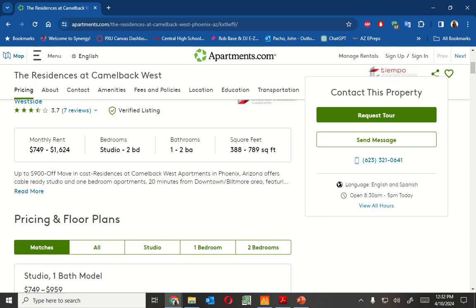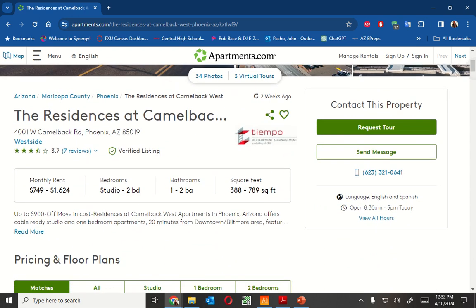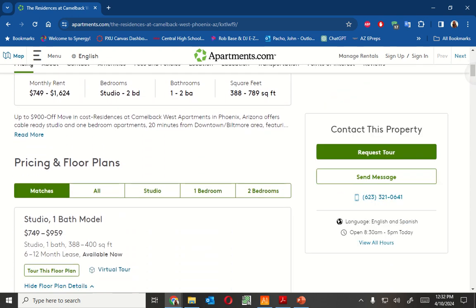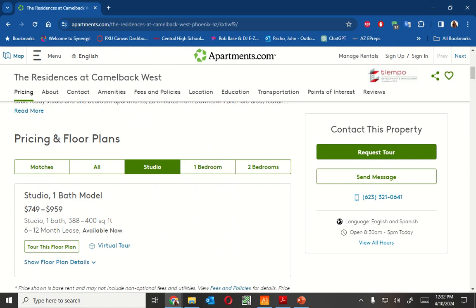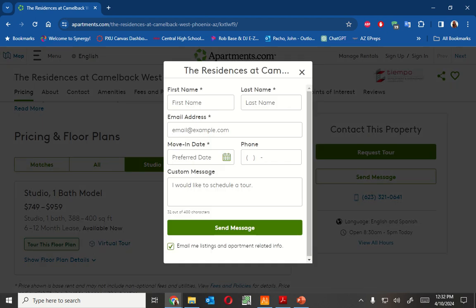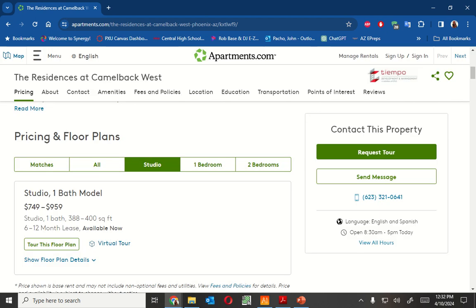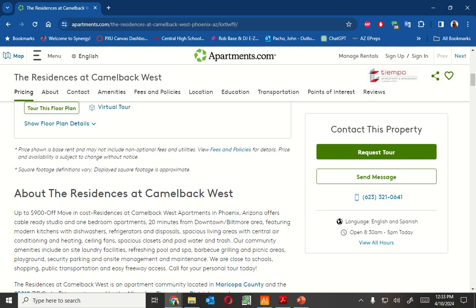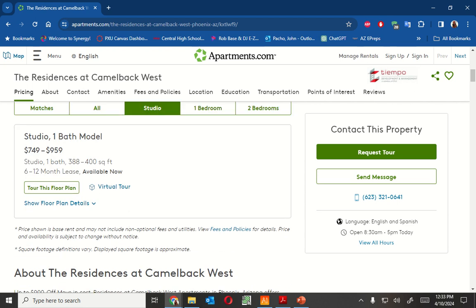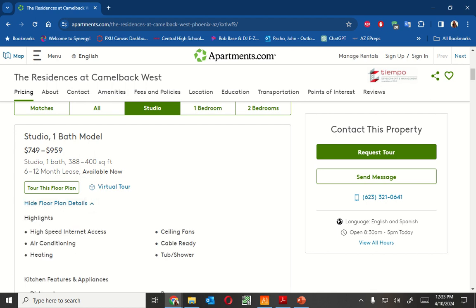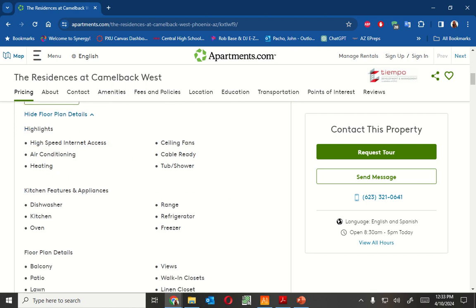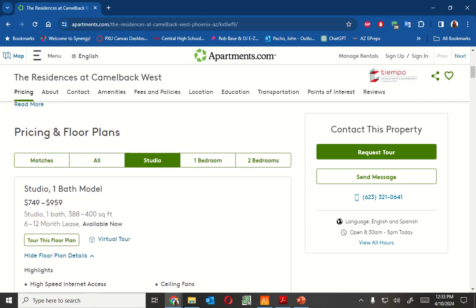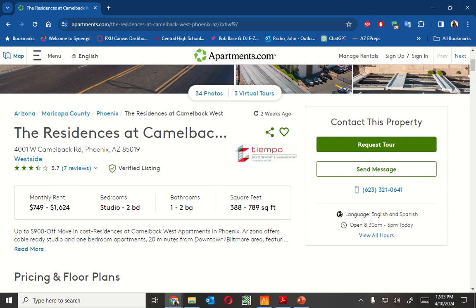Okay, all right. So let's see. There is a way to actually see this. Okay, here it is. Studio, and available now. I think this is the one. You could actually look at it and see where they are, because you can't select on this one because there is a range of which one you're going to have. So one of them is going to be $750 or $749 a month. So, all right, let's go back.